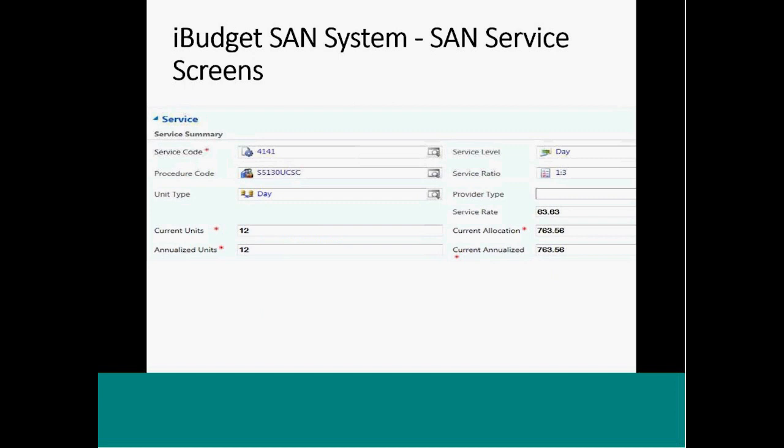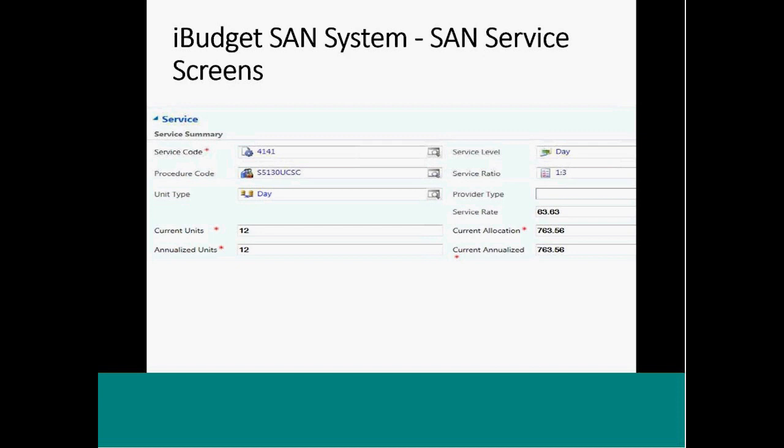Okay, so let's look at the actual SAN service screen. This is a copy of what may be on your SAN service screen. So this is an example of daily personal support. And I know the rate's not correct, so this is coming from our testing system, so disregard that. This is the top part of the SAN service screen.